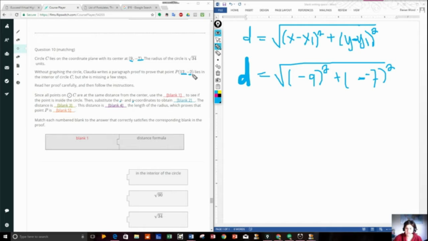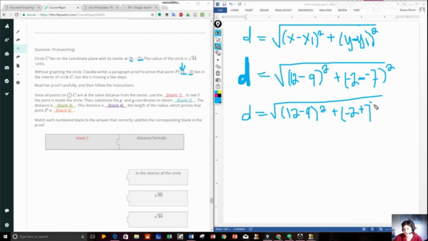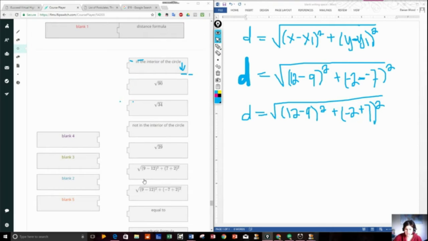Well, we have the point (12, -2). So now 12 is going to be in our x coordinate spot, and -2 is going to be in our y spot. So that distance is going to equal the square root of 12 minus 9 squared plus -2 minus a -7, that becomes plus 7, squared. Okay, so now let's see if we have any of that. 9 minus 12 plus 7 plus 2, or 9 minus 12 plus -7 plus 2.